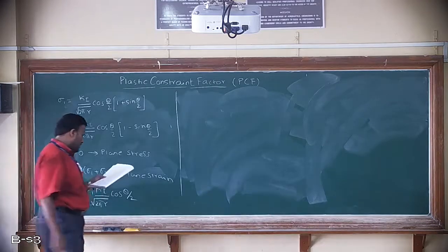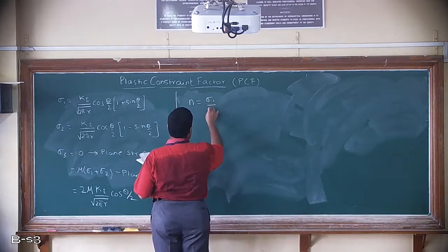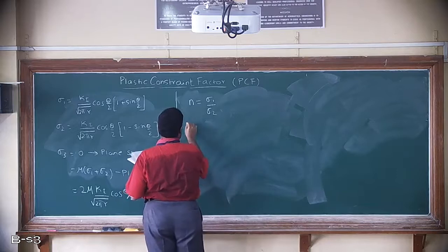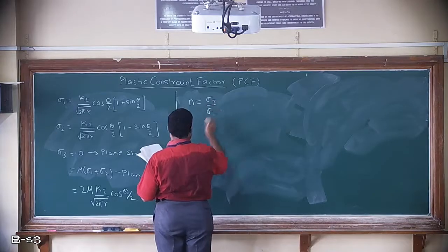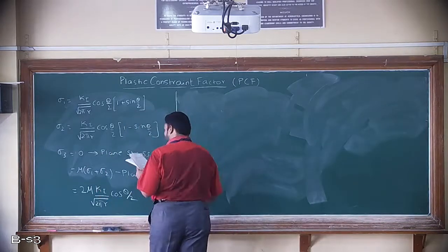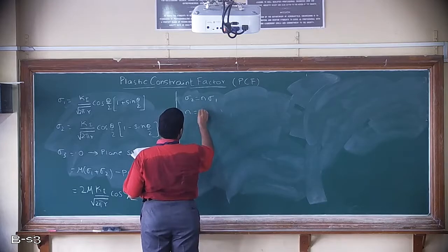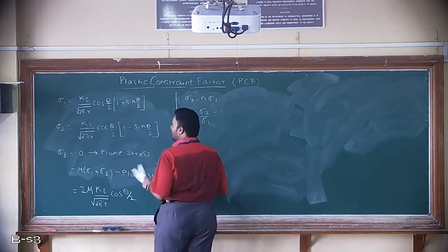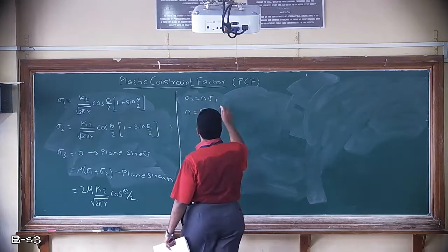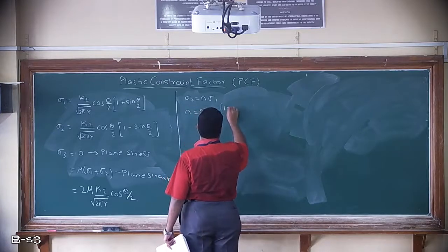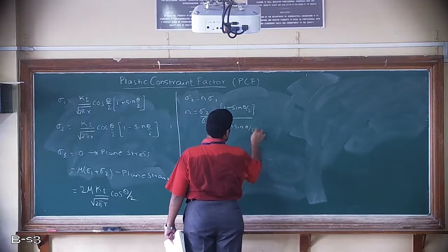So now we can write n is equal to sigma 2 upon sigma 1. Before this, we can take the equations which we have taken first: sigma 2 is equal to n times sigma 1, therefore n is equal to sigma 2 by sigma 1. So here this equation divided by this equation, so that Ki upon root of 2 pi r cos theta by 2 gets cancelled. So ultimately what remains is 1 minus sin theta by 2 upon 1 plus sin theta by 2.